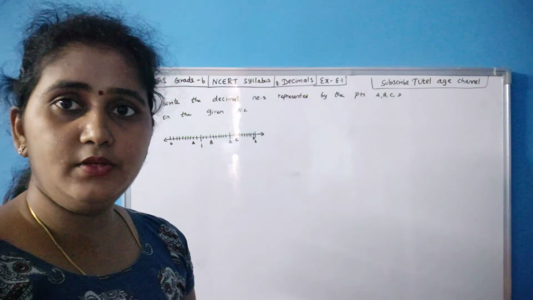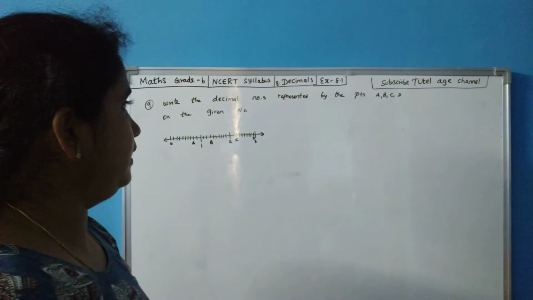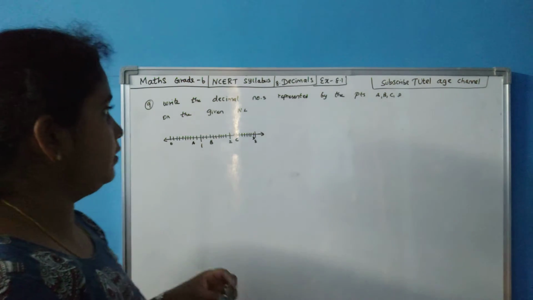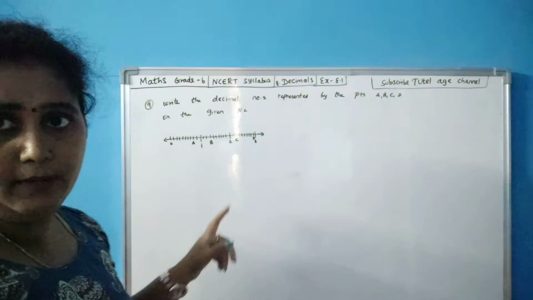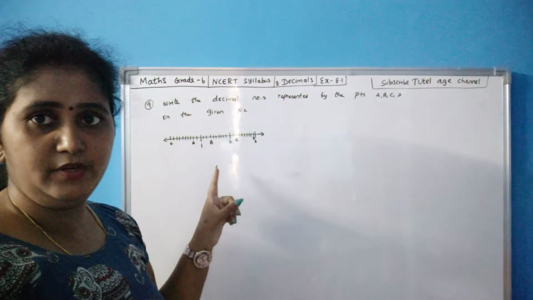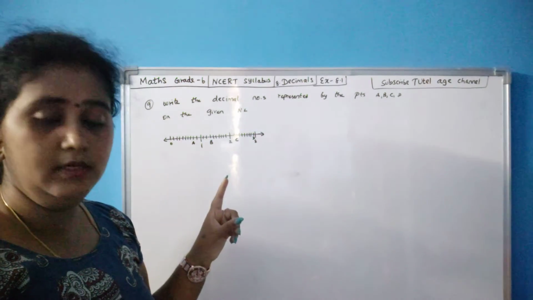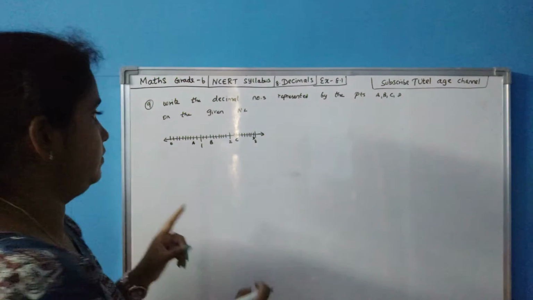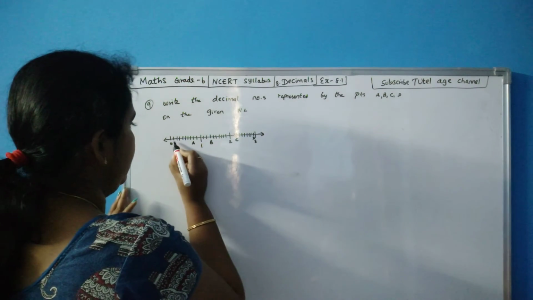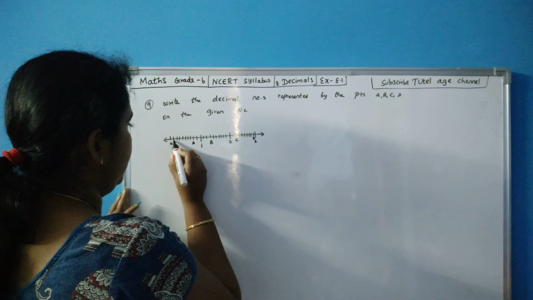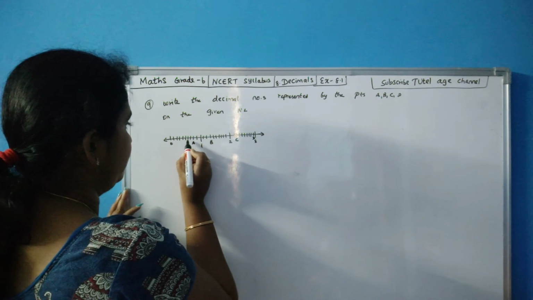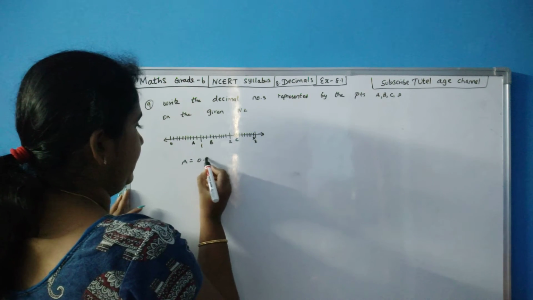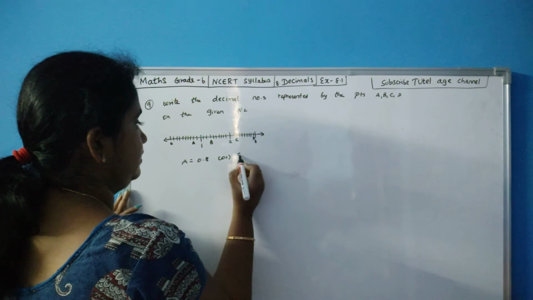So here is your next sum. Write the decimal numbers represented by the points A, B, C, D on the given number line. The points are given on the number line, and you have to find those numbers. For A, I am getting 0.1, 0.2, 0.3, 0.4, 0.5, 0.6, 0.7, 0.8. So A is equal to 0.8, or you can write it as 8 by 10.